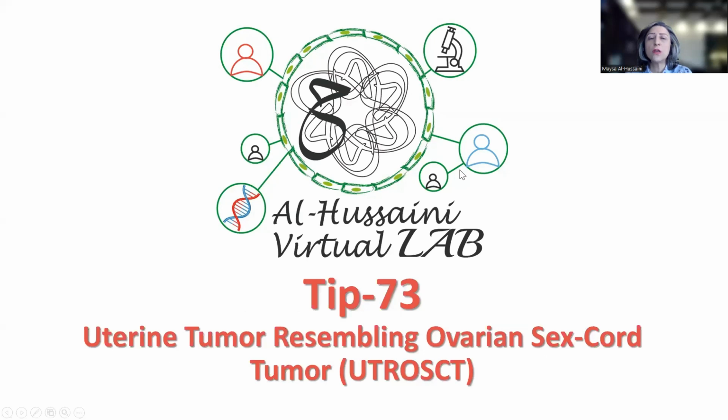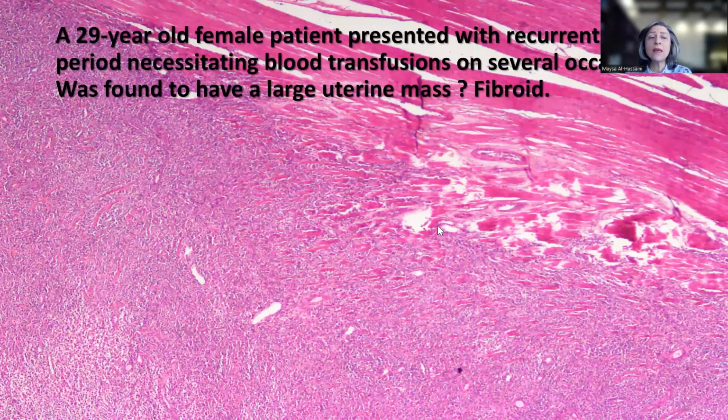What I'm going to be sharing with you today is an interesting case of a uterine mesenchymal tumor, a uterine tumor resembling ovarian sex-cord tumor. This is a case of a 29-year-old female patient who presented with recurrent heavy periods necessitating blood transfusion on more than one occasion. On investigation, she was found to have a uterine mass that was thought to be a fibroid.